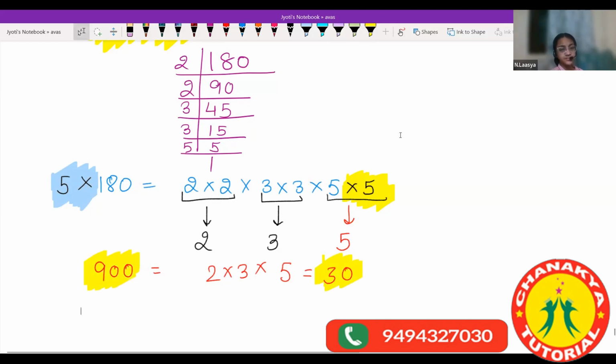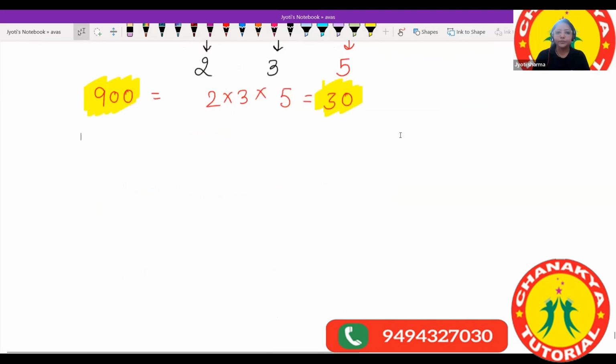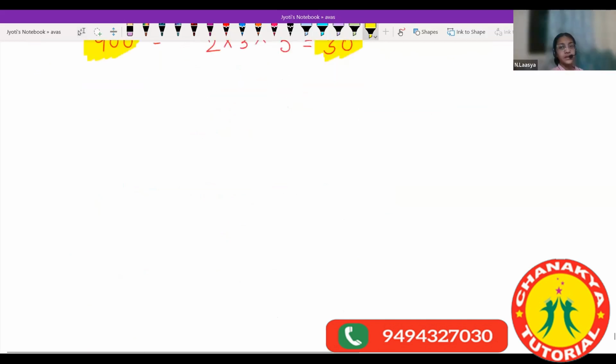Any doubt? No, ma'am. Ma'am, there we multiplied 180 by 5 so that we got 900. Yes, because 900 is a perfect square, while 180 was not a perfect square. Ma'am, can you give us another similar problem?